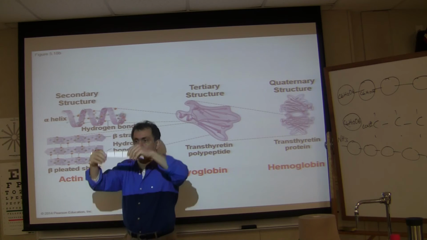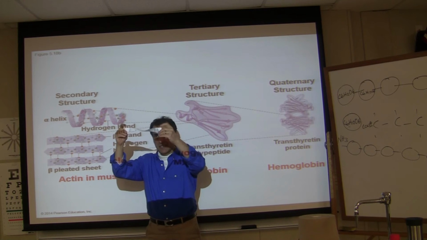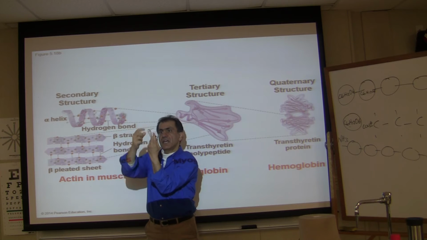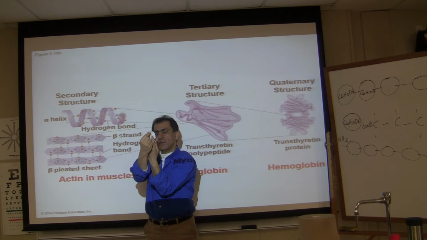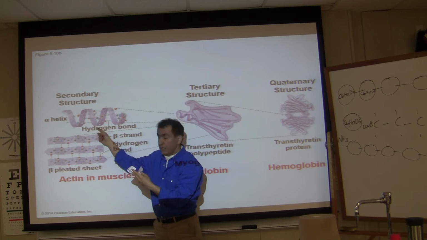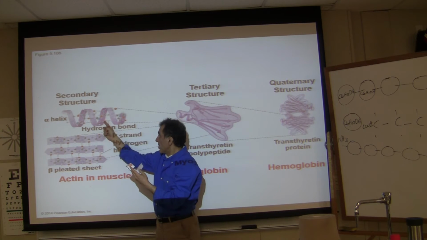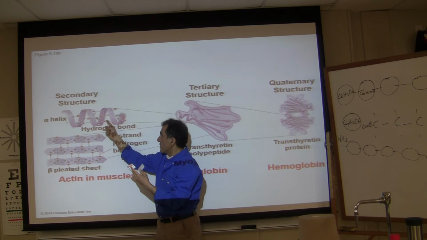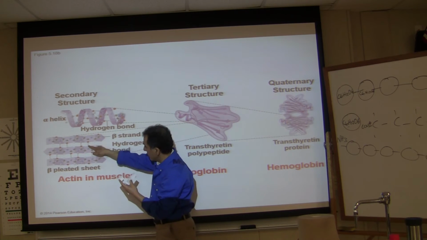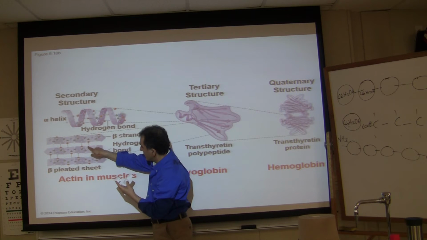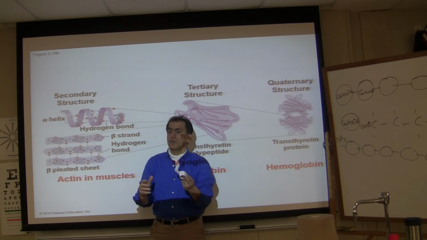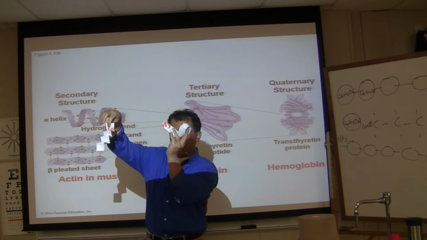This chain becomes twisted like this because this amino acid right here is forming a hydrogen bond with that amino acid right here. Do you see that? It's forming a hydrogen bond between that one and that one. These are forming a hydrogen bond between this amino acid and that amino acid. That's why you have pleated or folded.